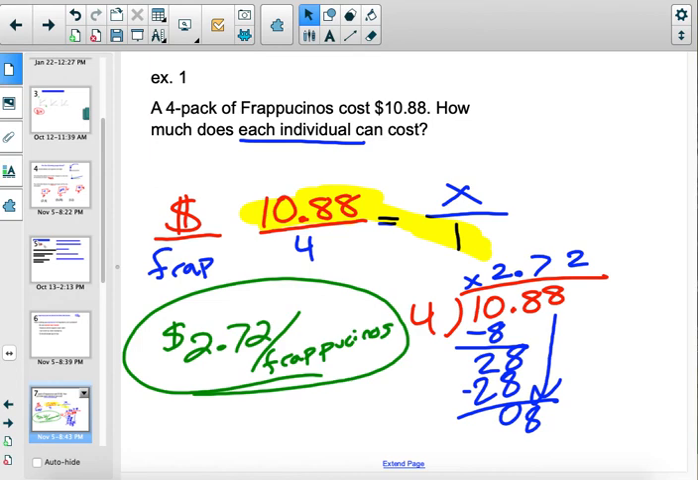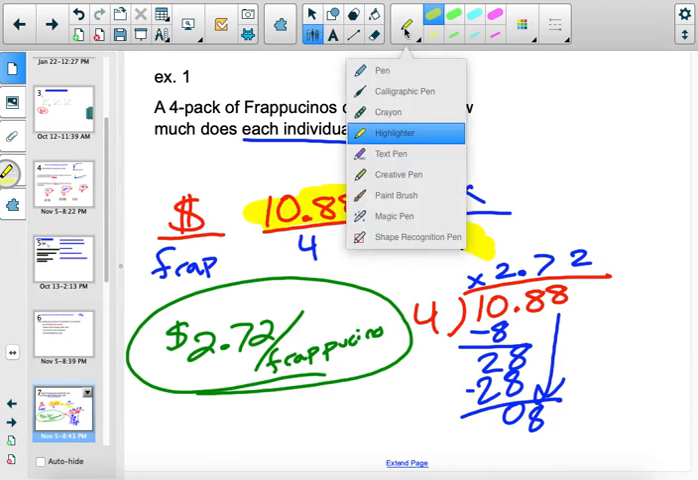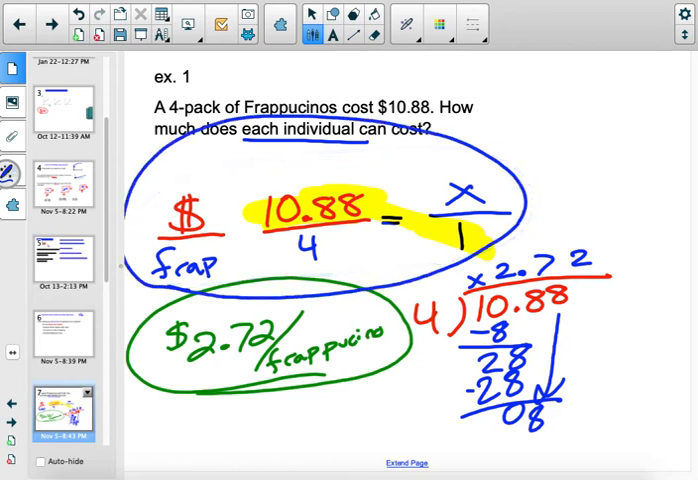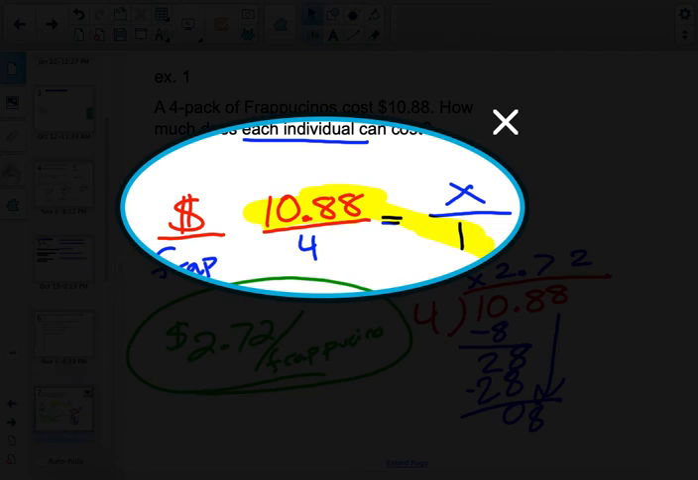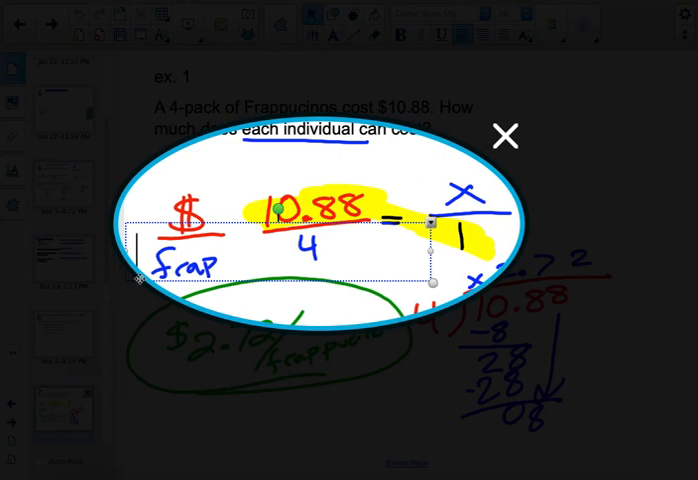If you ever see that slash, that means per. Or you can actually write the word per, P-E-R. It's $2.72 for 1 Frappuccino. The most important part of this lesson is practicing this thing right here. This is what I want to make sure that we can do.